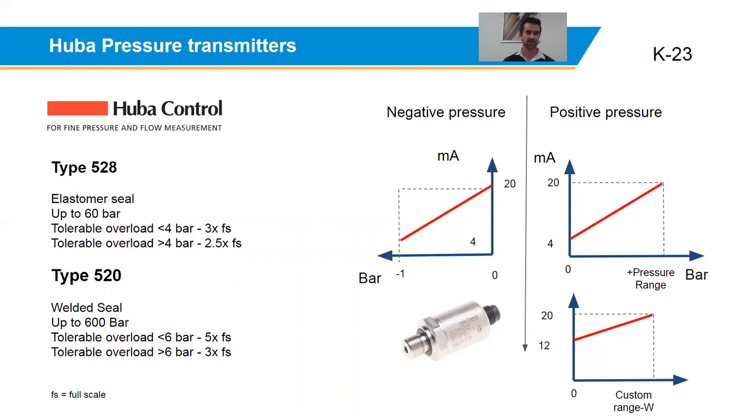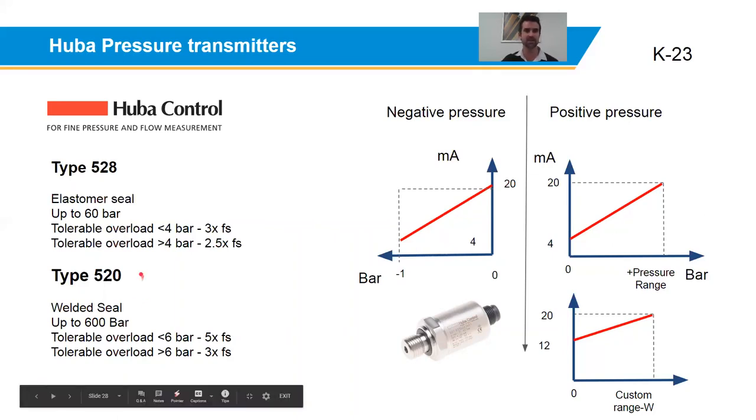The 520 is also preferred for refrigeration applications if you're using ammonia or other refrigerants, seeing as the welded seal won't perish with those gases present.